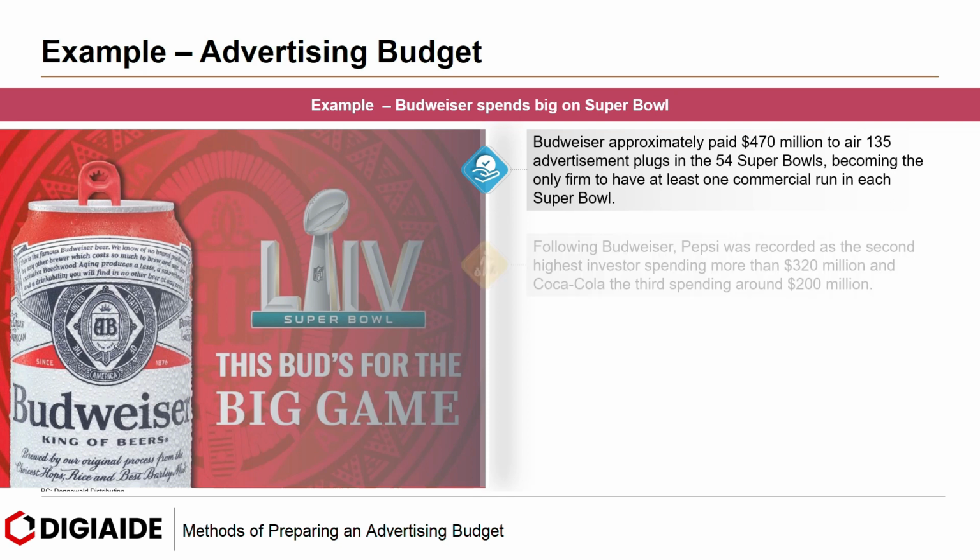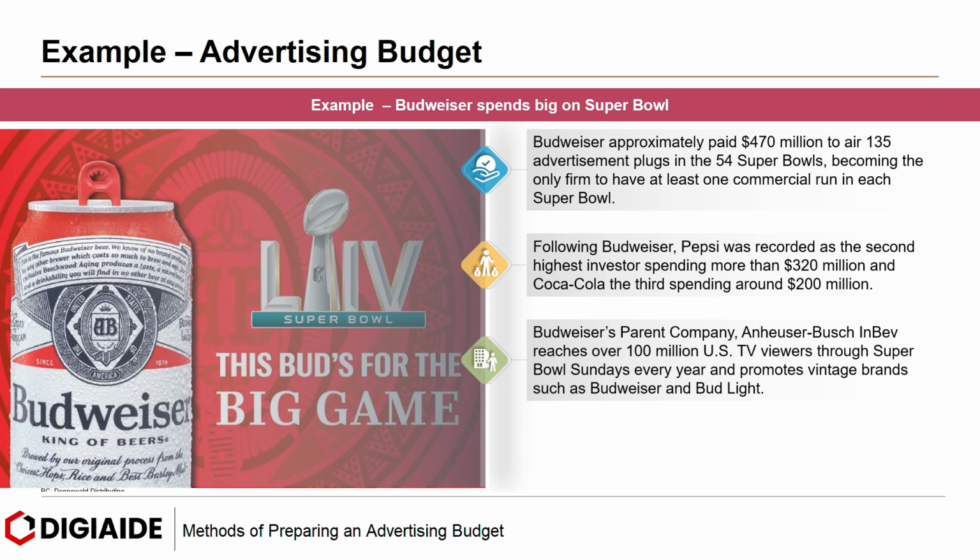Following Budweiser, Pepsi was recorded as the second highest investor, spending more than $320 million, and Coca-Cola, the third, spending around $200 million. Budweiser's parent company, Anheuser-Busch, reaches over 100 million USD viewers to Super Bowl Sundays every year and promotes vintage brands such as Budweiser and Budweiser Light. According to industry experts, Budweiser paid $42 million for a 4-minute ad in 2018.